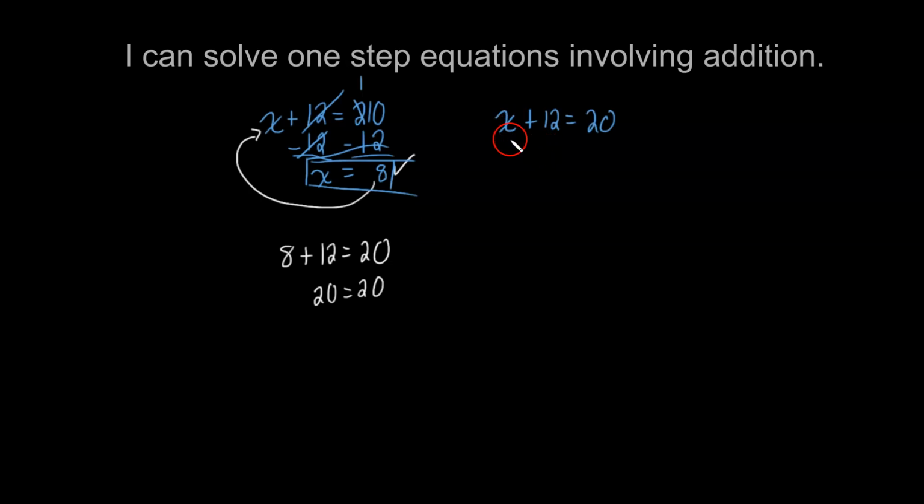One thing I want to add at the end of this video is that x + 12 = 20 is the exact same equation as 20 = x + 12. It does not matter which side of the equal sign they're on. So the answer to 20 = x + 12 is the exact same. We'd subtract 12, and we'd get 8 = x, which is the exact same thing as x = 8.